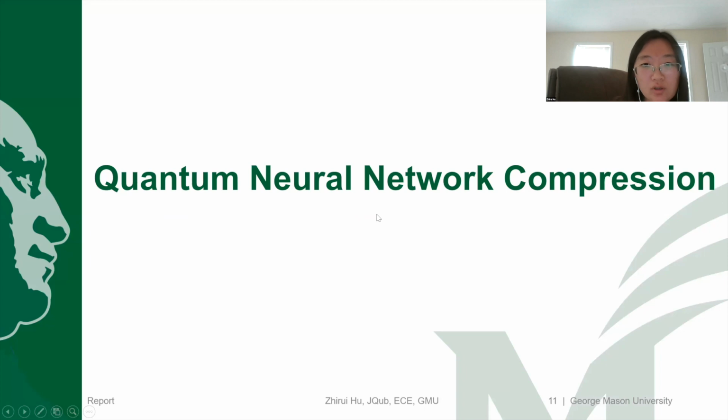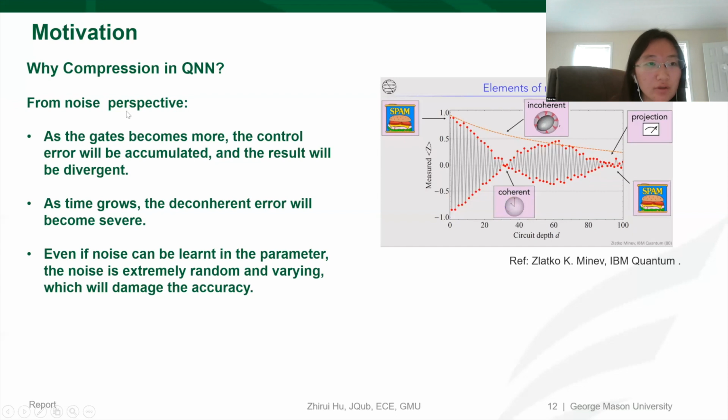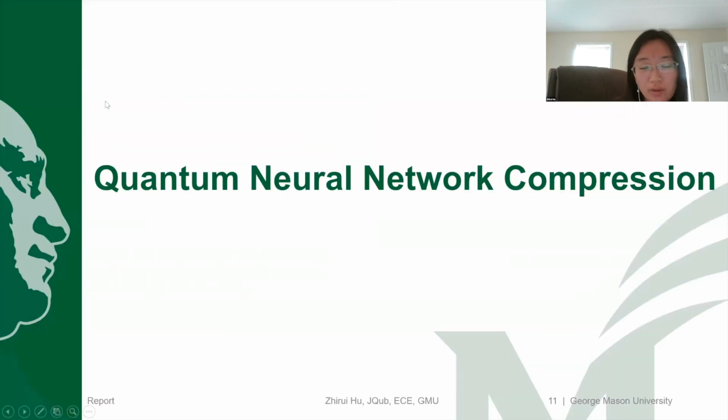In order to address the noise problem, we have the first work. The first work is called quantum neural network compression. It is a case study of quantum neural networks, but it can be implemented on other variational algorithms.